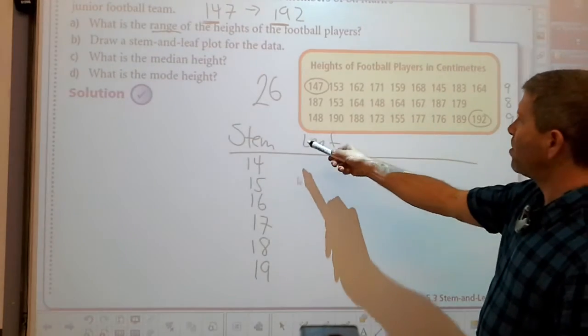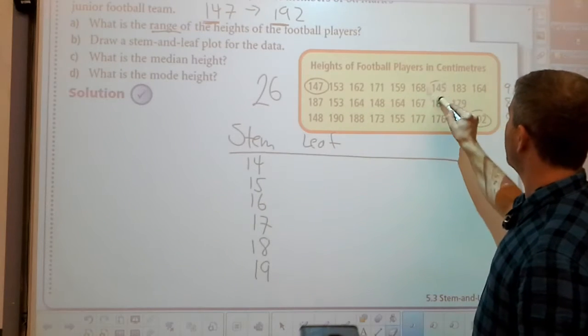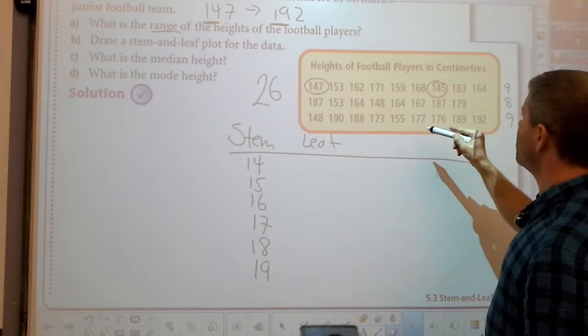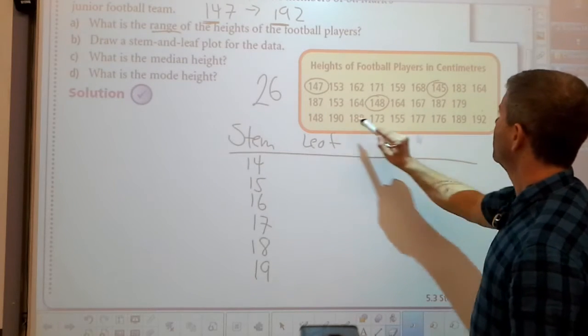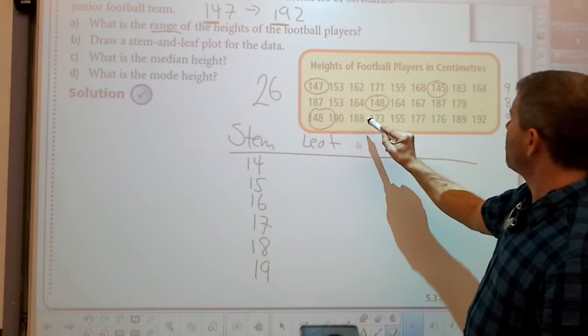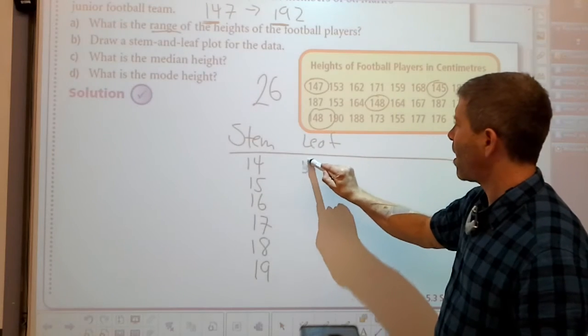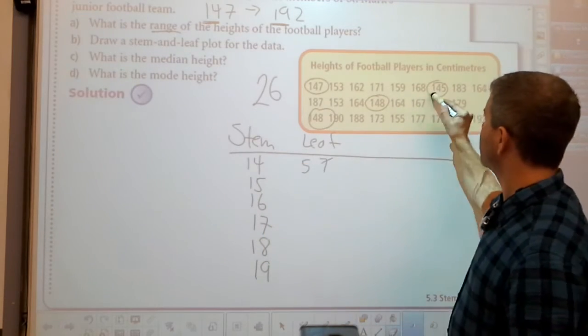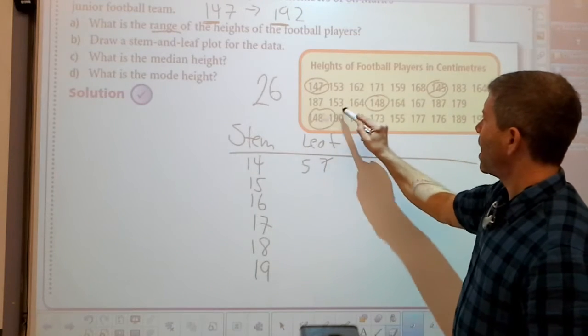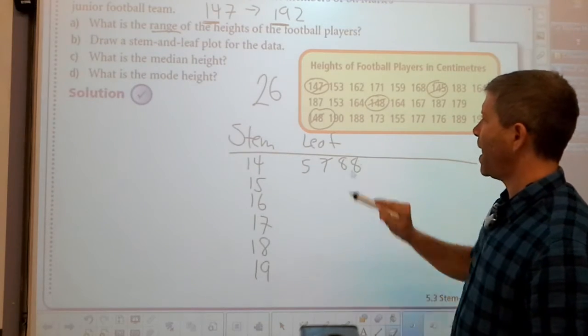So we're going to draw the stem and leaf plot. We'll first find all our 140s. I'm going to do that first. So 140s, there we go. And the smallest one is 145. So I'll put a 5 to represent 145. I will put a 7 to represent 147. And 2 148s, I'll put 8 and 8.